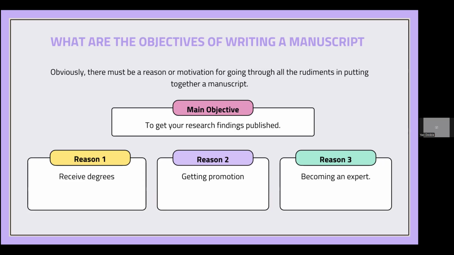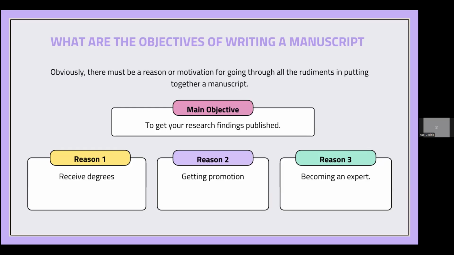That's the main reason. Aside from that, getting our research findings published would also help us meet our degree requirements to be awarded our master's or PhD, and also to get promotion at work. For those who work in academia, in universities and research institutes, you need to get a number of publications to get promotion. And in the long term it is to become an expert, because the more you write and get your work published, the more visible you are academically, and the more recognition you get.